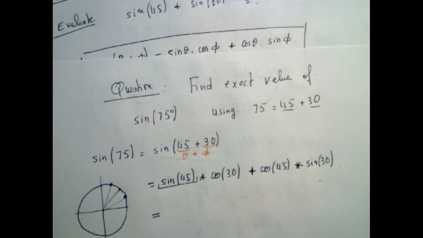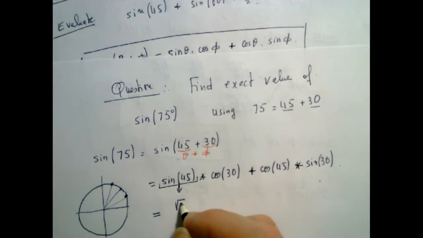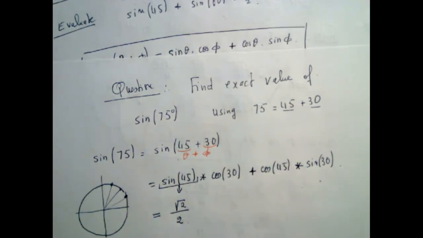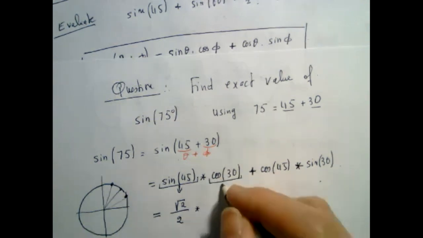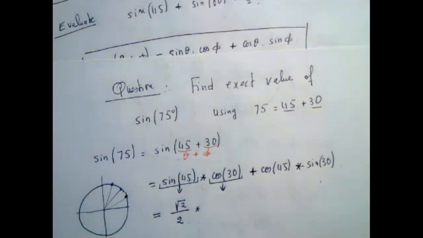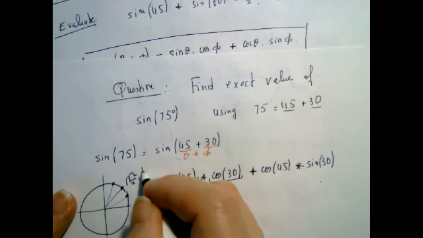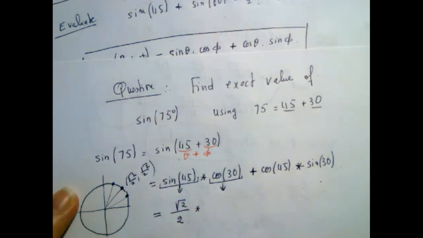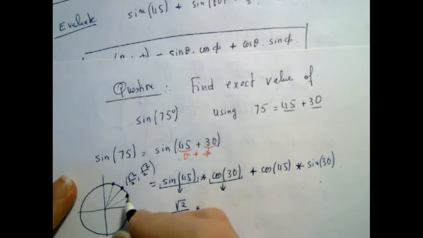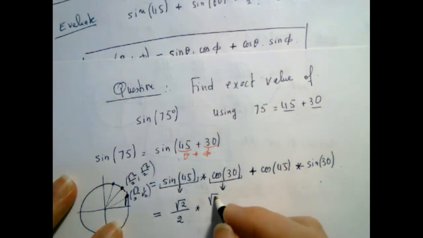Yes, 45 is pi over 4. What's the sine of it? It's the square root of 2 over 2. So the sine of 45 is the square root of 2 over 2, times what's the cosine of 30? What's the exact value of cosine of 30? So remember, if you go to your unit circle, this is the square root of 2 over 2, square root of 2 over 2. That's the 45. For the 30, it was square root of 3 over 2, 1/2. It means the cosine is the square root of 3 over 2.